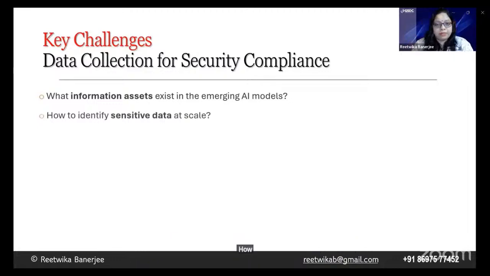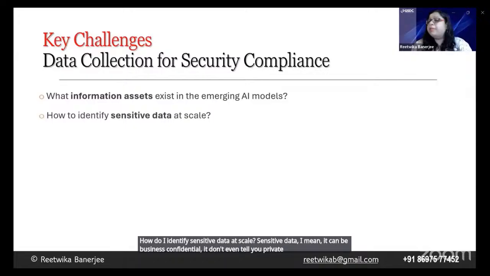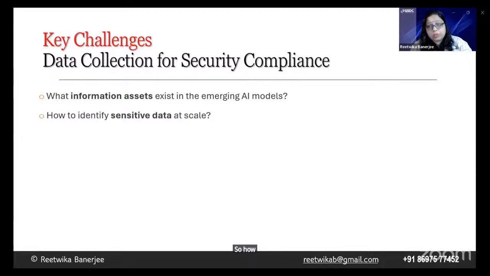How to identify sensitive data at scale? Sensitive data can be business confidentiality or even private data. As a whole, how do I identify it? That's the first activity of any data discovery tool, any data discovery activity. But if it's at scale, it means we are using AI in the backend and huge data sets have already been created and are getting created at the speed of light and the speed of AI. So how to identify sensitive data at scale? Are our tools ready enough to perform data discovery at the speed of AI models, AI engines?